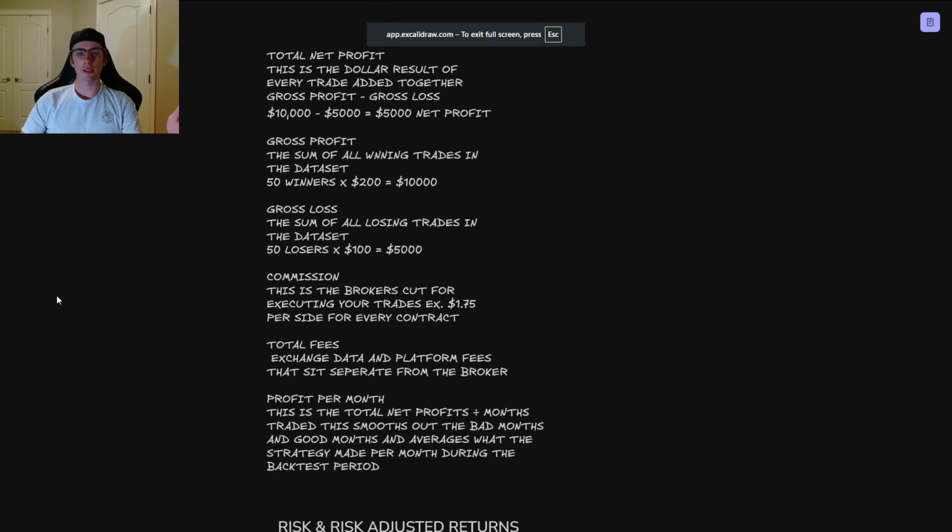Onto our metrics. So your total net profit, this is the big one, right? This is the big one that you see every time that you run a backtest or a strategy analyzer, whatever you're running. So this is how much money your strategy actually made, but it doesn't tell the full story, and that's why you need to relate in all the rest of these metrics. So your total net profit is just the dollar result of every trade added together. So it's your gross profit minus your gross loss. In our example, it's 10,000 minus 5,000 equals our $5,000 in net profit.